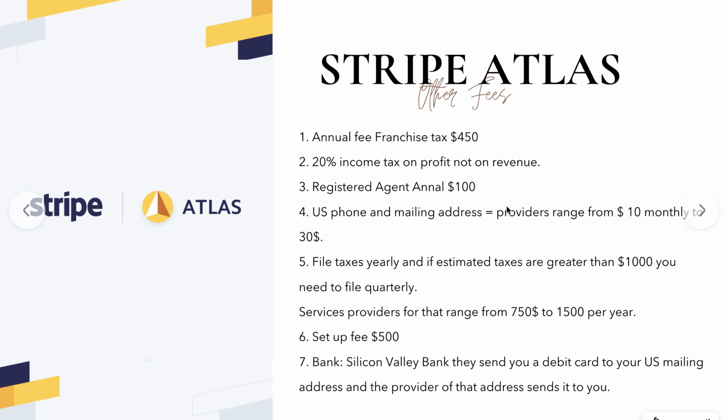You pay for a US phone and mailing address ranging from $10 to $30 monthly. You have to file your taxes yearly, and if your taxes exceed a certain amount, you have to file quarterly. The prices to get an accountant that will prepare and file your taxes for you can range from $750 to $1,500 per year based on Stripe Atlas's recommendation, and you pay $500 to get all of this done for you.